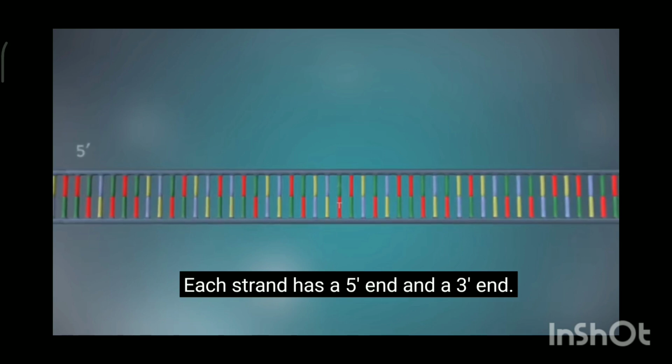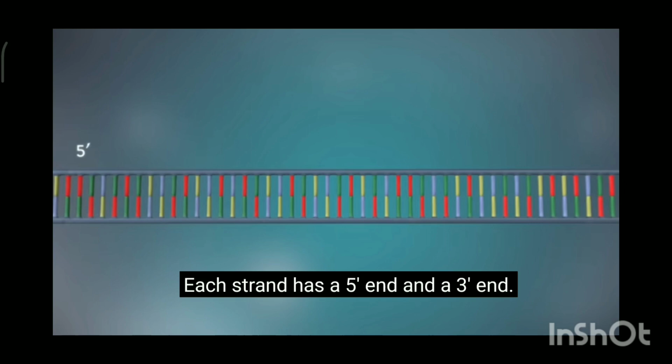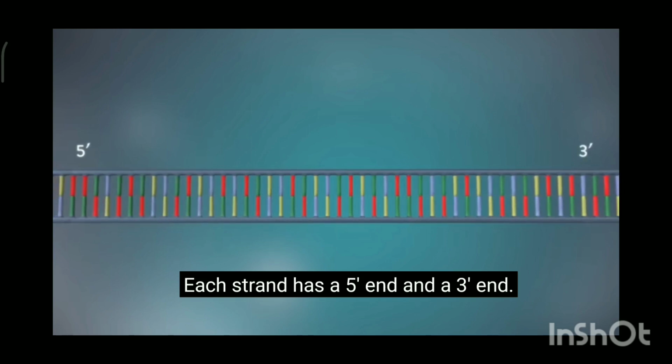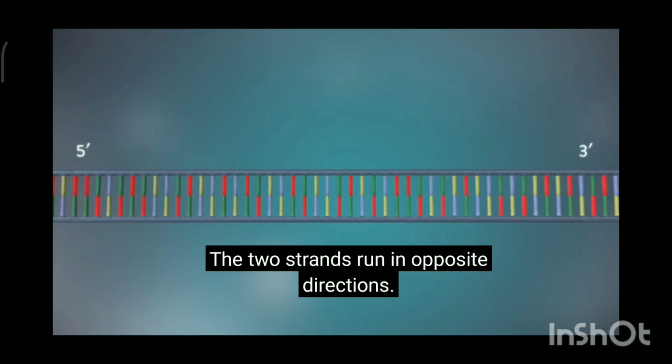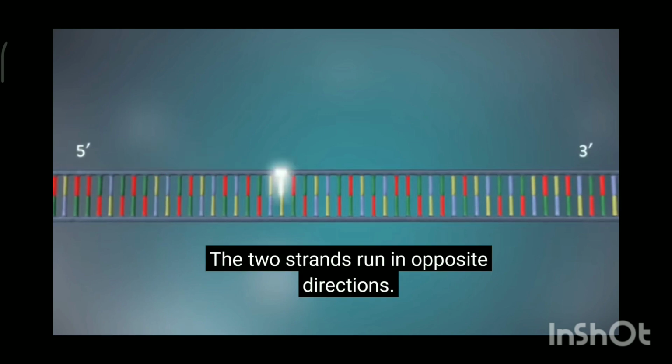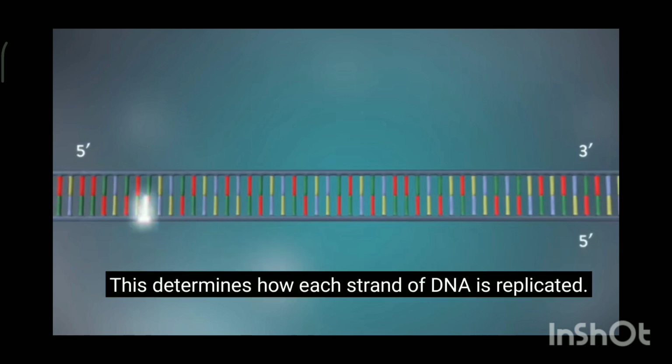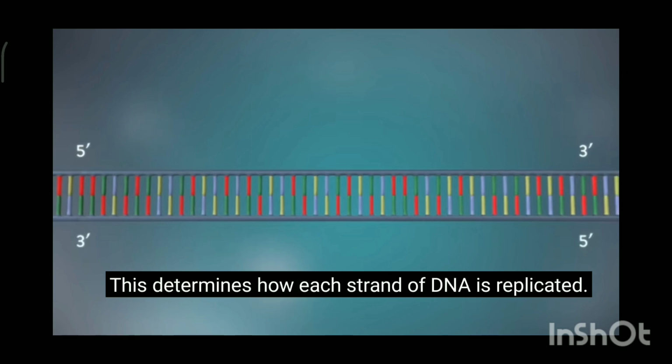Each strand has a 5' end and a 3' end in its direction. The two strands run in opposite directions, one 5' to 3' and the other 3' to 5'. That determines how each strand of DNA is replicated.